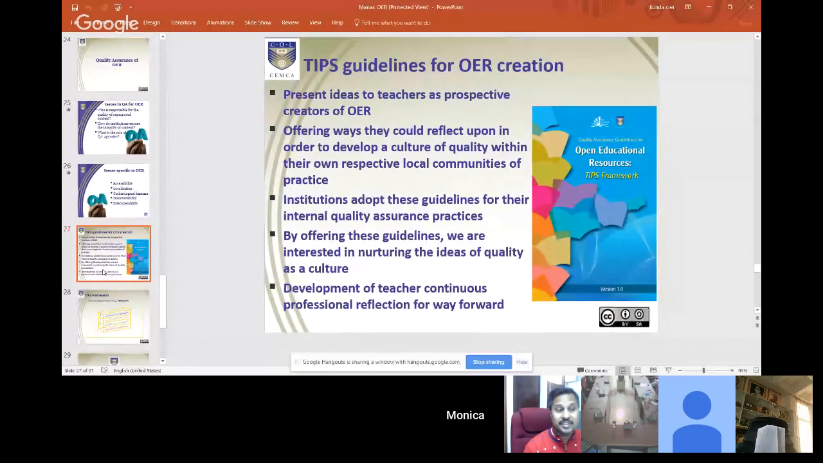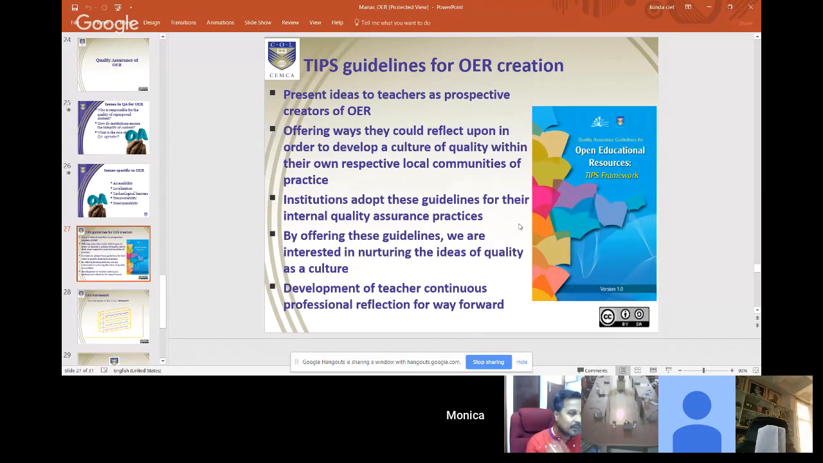The guidelines come out in such a way which help the teachers to use OER and help the creators or the authors to create their OERs considering all the rubrics, all the items which are developed under this Open Educational Resource TIPS framework. So institutions adopt these guidelines for their internal quality assurance practices. And by offering these guidelines, we are interested in nurturing the idea of quality as a culture, development of teachers, and continuous professional reflection for the way forward.